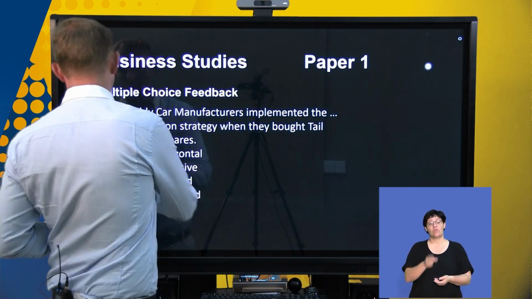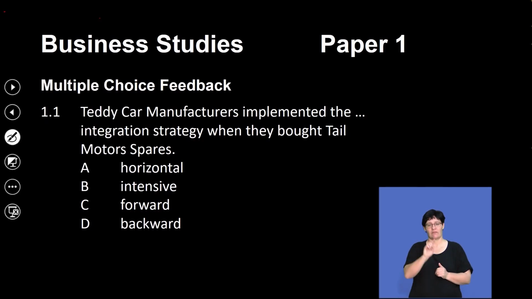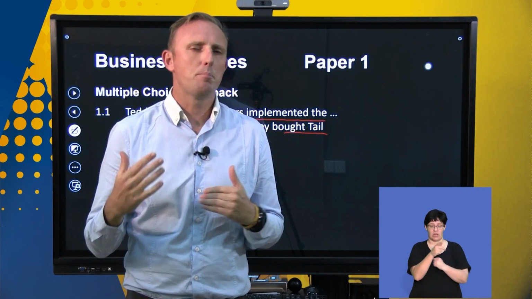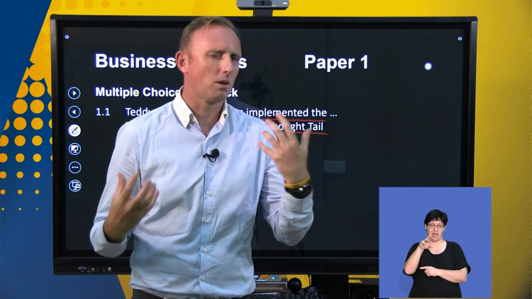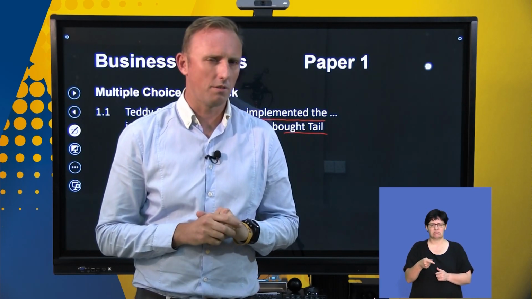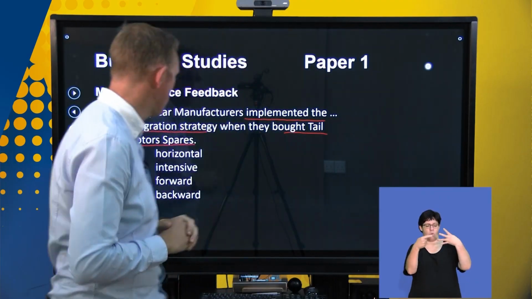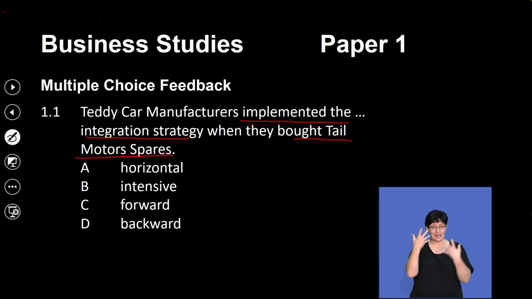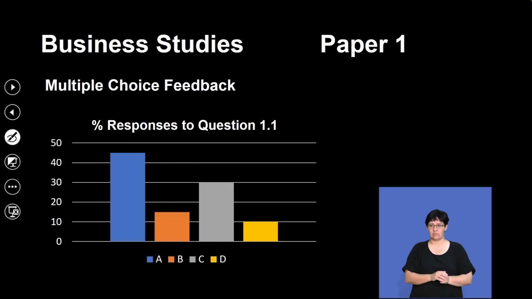So if we look at the first question, Teddy car manufacturers implemented the following integration strategy when they bought Tail Motor Spares. So they're a car manufacturer, and now they're buying a motor spares business. So we've got to see where this is going to fit in. Let's look at the 4 options that we have. First, is it horizontal integration, intensive integration, forward integration, or backward integration? Let's have a look at how you have answered.